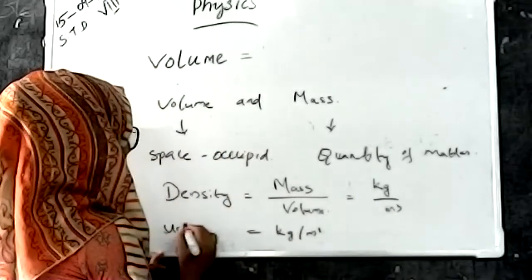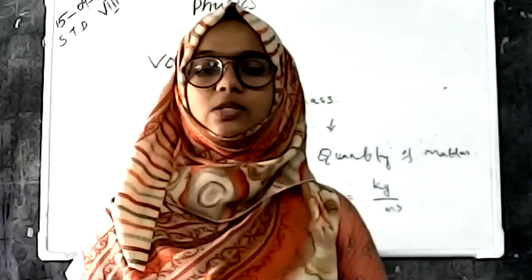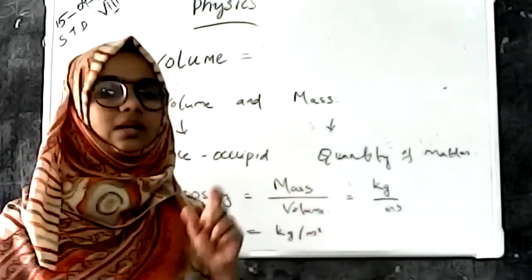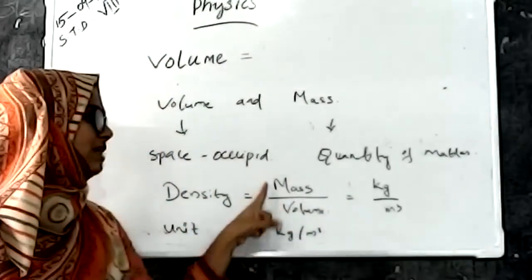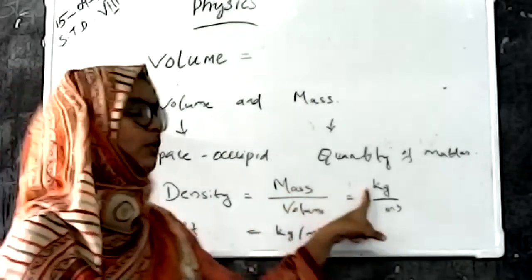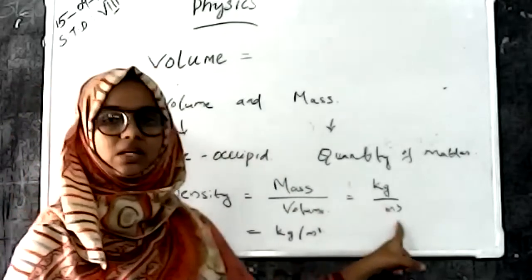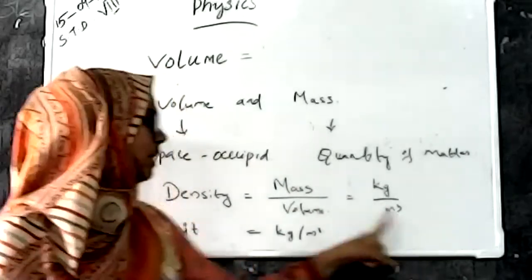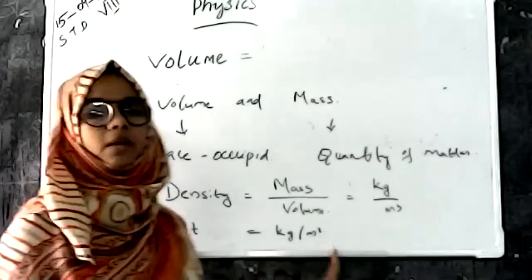The unit of density is kilogram per meter cube, and this unit is also a derived unit. The derived unit comes from the fundamental unit of mass and the derived unit of volume. The fundamental unit of mass is kilogram, length is meter and volume is meter cube. From here we can conclude that the unit of density is kilogram per meter cube.